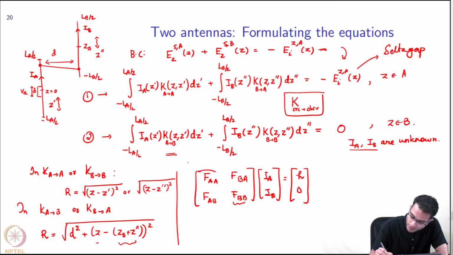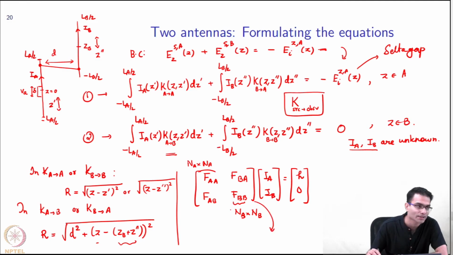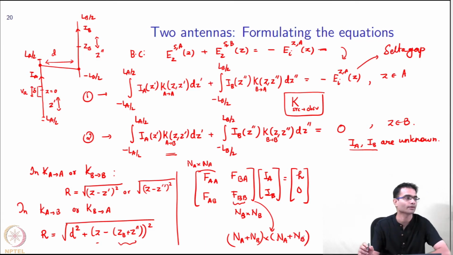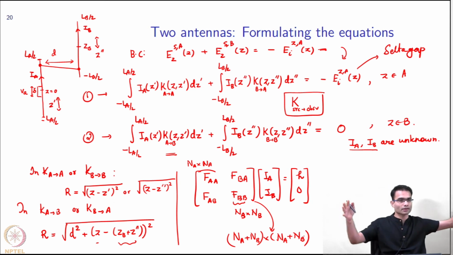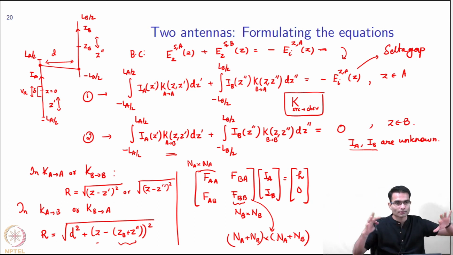Yeah, so this will be NA cross NA, right. Similarly, this will be NB cross NB, right. So, this overall matrix is of what size? NA plus NB cross NA plus NB, because I have discretized A into NA elements, B into NB elements. So, I get a bigger matrix and I solve it.